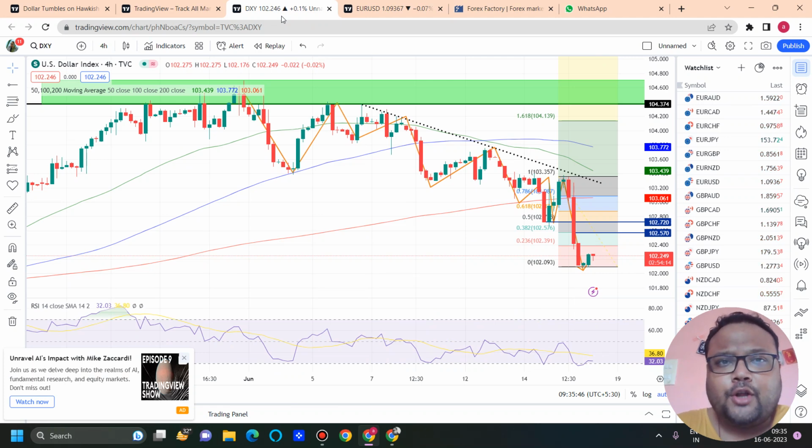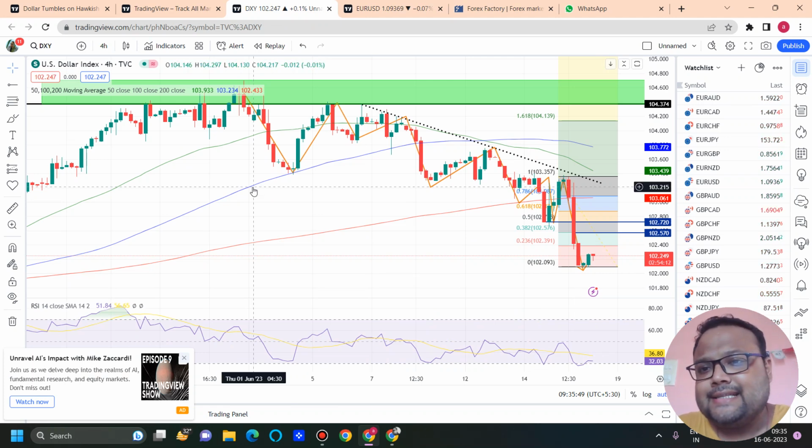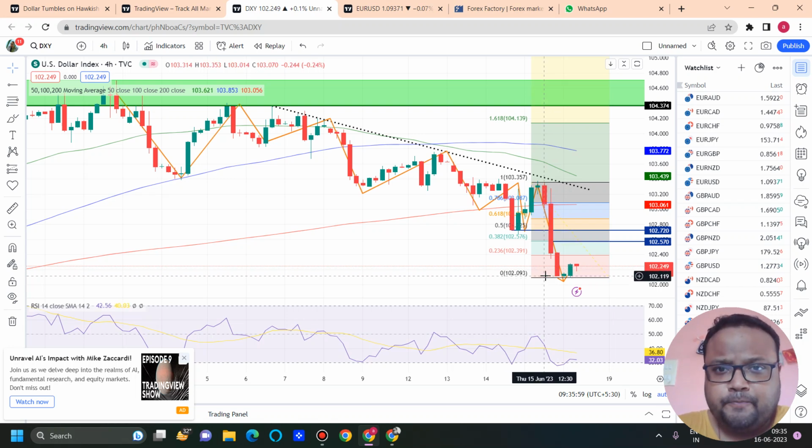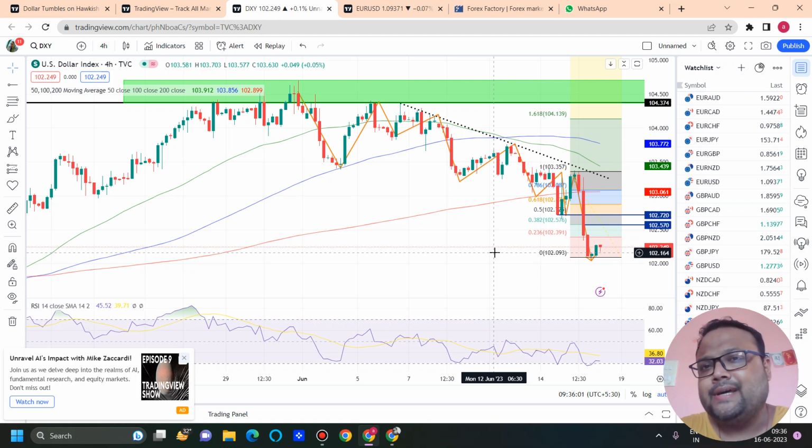If you look at the chart of dollar DXY, then yes, as expected, DXY broke the support yesterday, the previous low, and made a low of 102.10. Overall, the structure of DXY is still the same. Market is forming lower lows, lower highs. There is not much change on the structure. The dollar is under the dominance of sellers right now. So as a result, we can look for sell opportunities here.